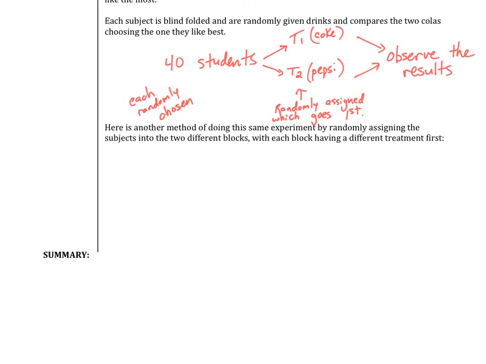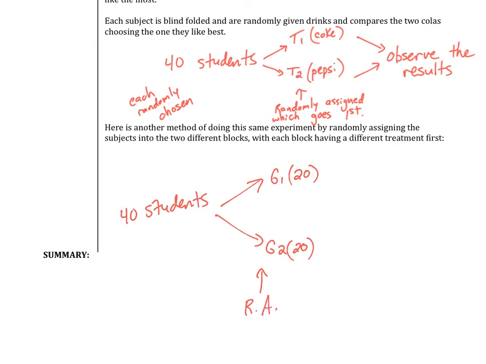Here's another method of doing the same experiment by randomly assigning the subject into two different blocks, with each block having a different treatment first. So 40 students who were randomly chosen. To do a block design, we put them in group 1 and group 2. And if there's 40 students, how many students are in each group? 20. So block design puts them in different groups or blocks. And again, this is randomly assigned.